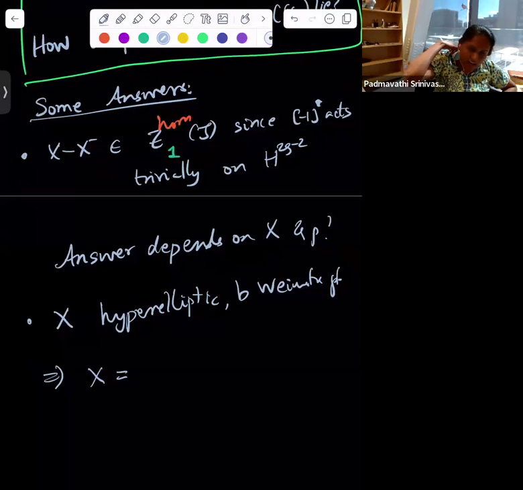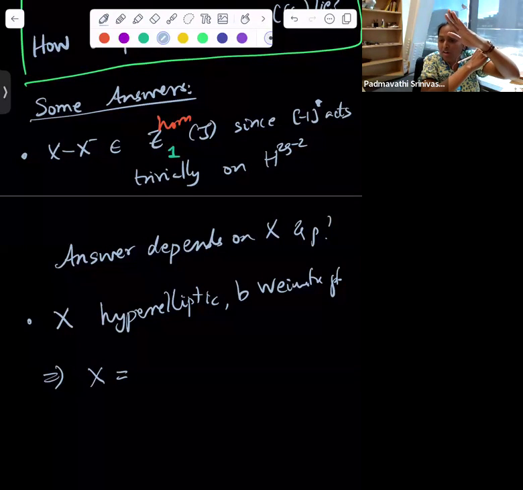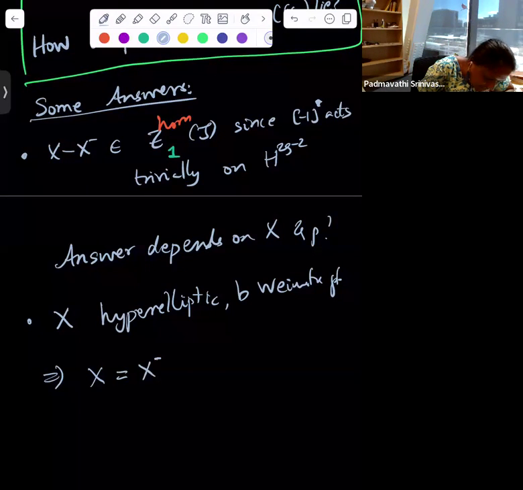then actually the two, what I drew as two different copies of the curve, are actually the same embedded curve. The embedding is slightly different, but as subvarieties, they are the same: X equals X^- in Z_1 of J. So the Ceresa cycle is zero for a hyperelliptic curve.